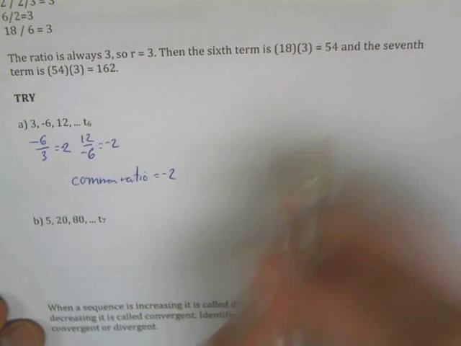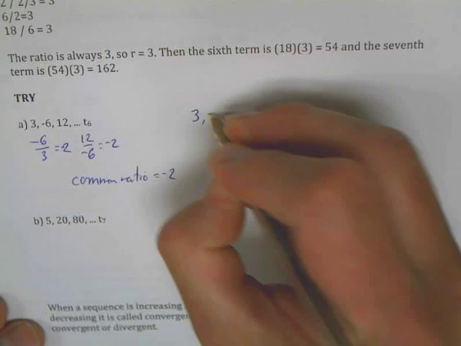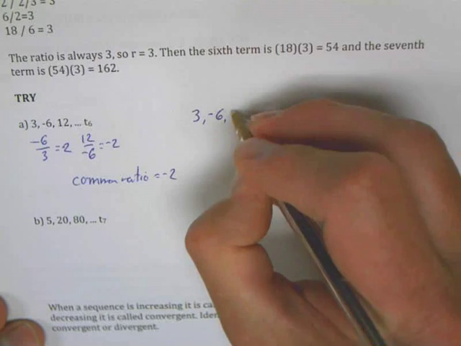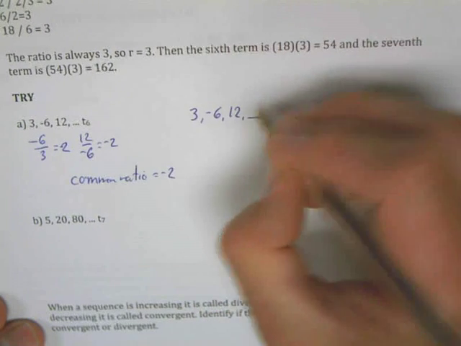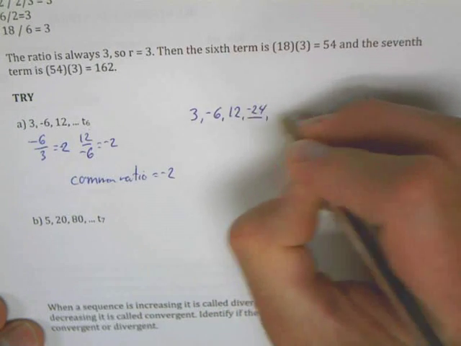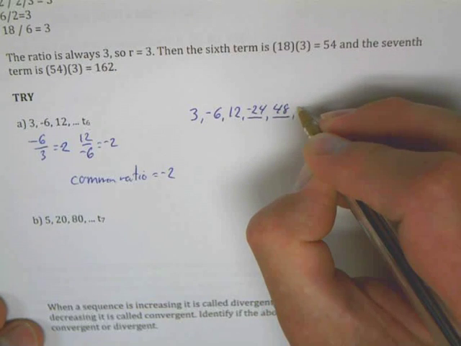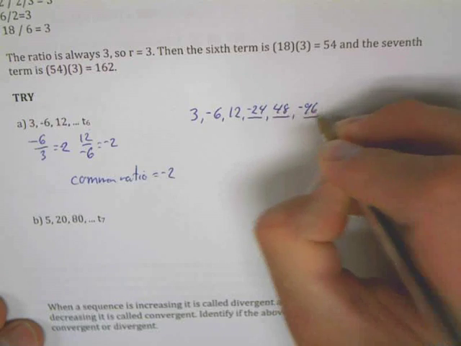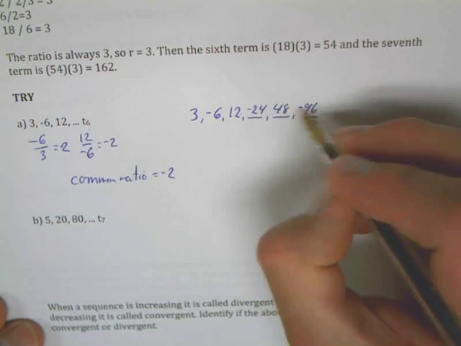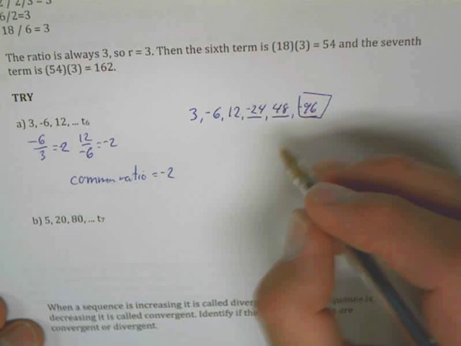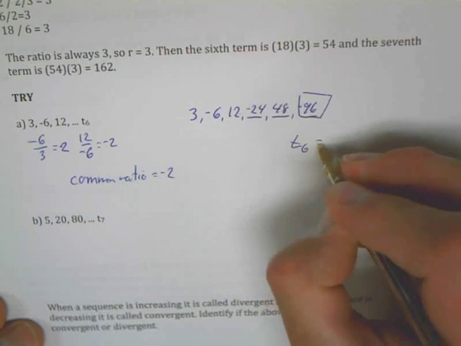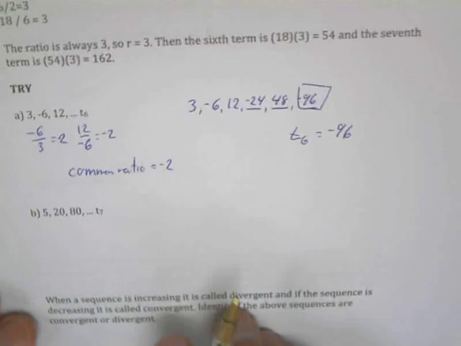So to find the sixth term, we got 3 times negative 2 is negative 6, times negative 2 is 12, times negative 2 is negative 24, times negative 2 is 48, times negative 2 is negative 96, which is 1, 2, 3, 4, 5, 6. My sixth term is negative 96.